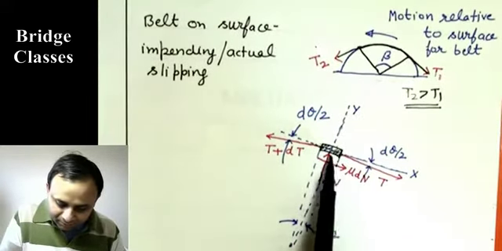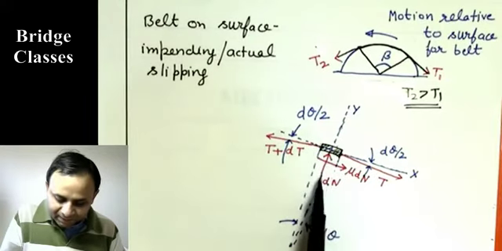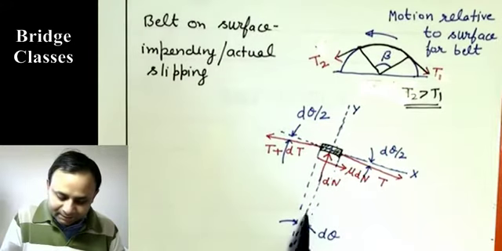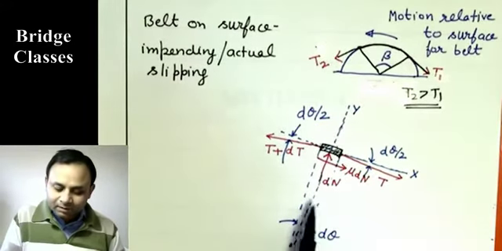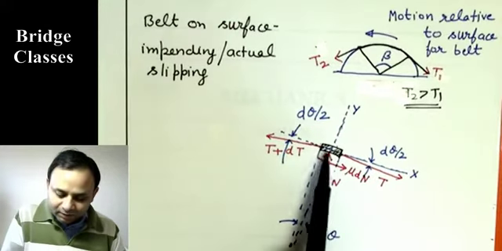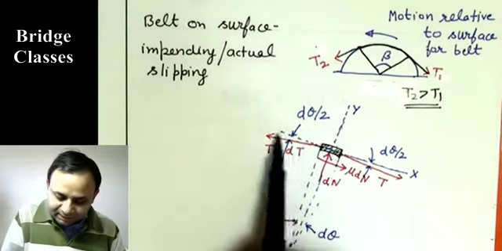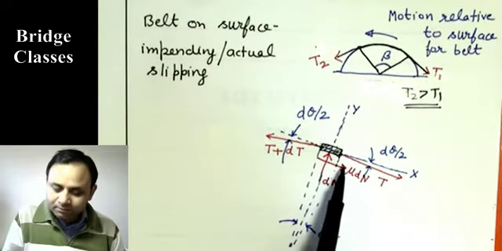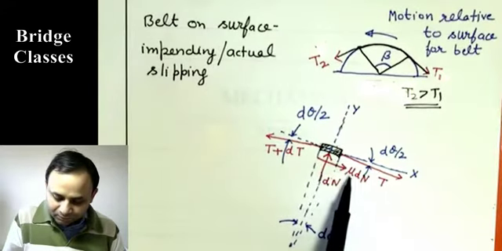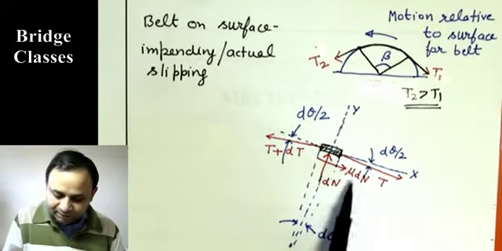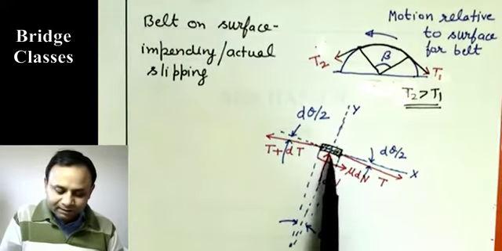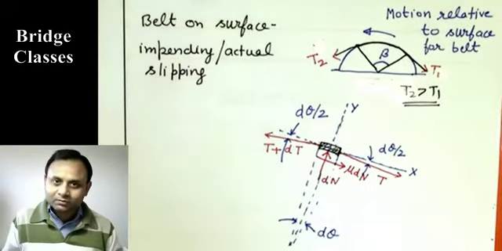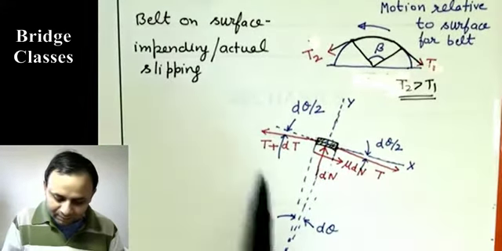Because the belt is in contact with the surface here, from the surface we will have a normal component of reaction. That component, say, is dN, and it acts in the y direction. And there will be a frictional force. If the relative motion of the belt is in this direction, then the friction on this will be in the opposite direction. That is shown here. This frictional force will be mu times dN. And we are neglecting the centrifugal force, because actually if the belt is rotating, there is also centrifugal force. We are just going to neglect that. So that's the free body diagram.